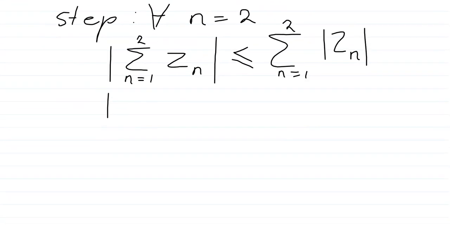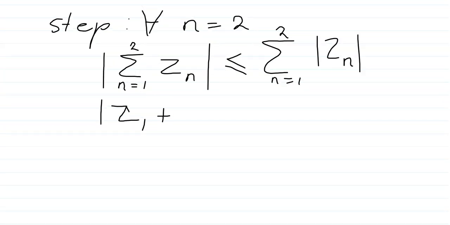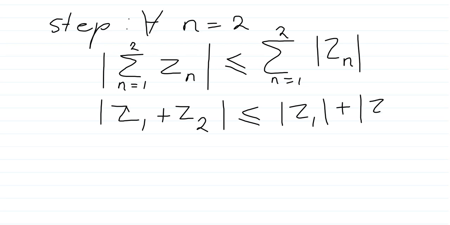When n is 1, we have z1, and when n is 2, we have z2, ending at 2. So this is less than or equal to the modulus of z1 plus the modulus of z2. Remember, sigma signifies summation, so these are the values we have for n equals 1 and n equals 2. And of course the statement is true, because this is a triangular inequality. Just from the looks of things, the statement is true because this is a triangular inequality.